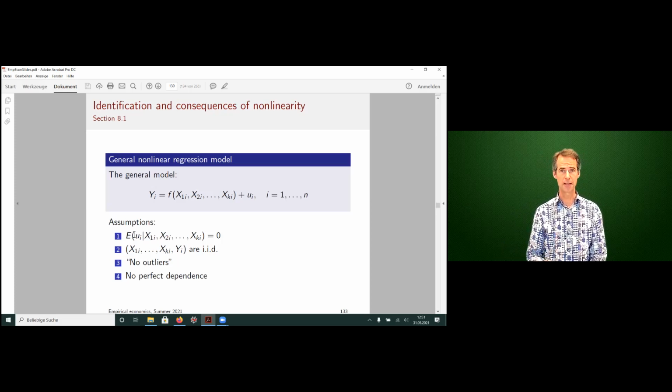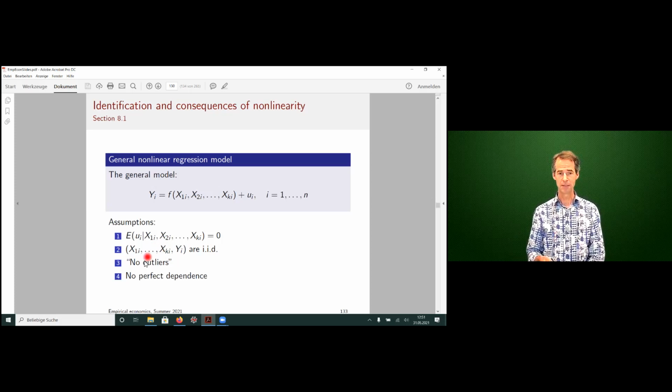The second assumption is exactly the same as before. We assume that the joint distribution of the regressors and the endogenous variable is IID. So for all individuals, firms, countries, whatever, for all entities that we are looking at in our cross-sectional data, we assume that they are identically and independently distributed. This assumption, as we have talked about before, normally rules out time series analysis. So if you're interested in that, you are invited to specialize more in econometrics.